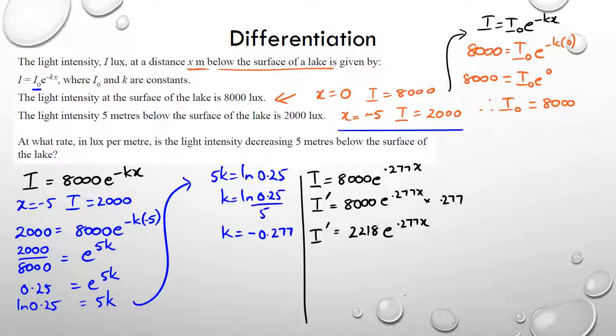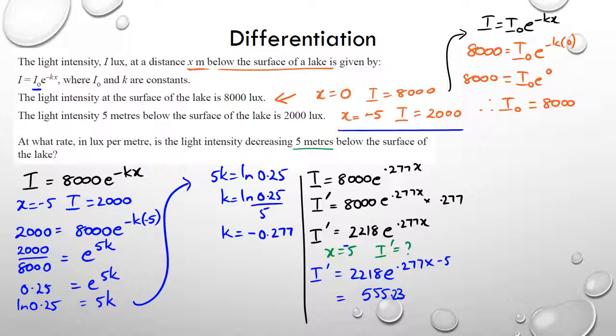Now I'm trying to figure it out when x equals 5, because I'm looking at at what rate the light intensity is decreasing 5 meters below. So I've got x equals 5, and I need to figure out what I dash is going to be. So what I end up getting is I dash is equal to 2218 e to the power of 0.277 multiplied by, well, actually there should be negative 5. Negative 5. Let me find out what I get. So when I simplify this, I get 555.23.